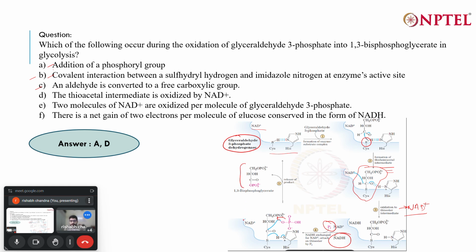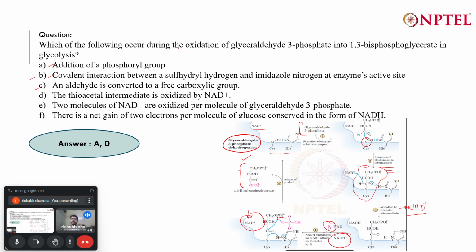and the 1,3-bisphosphoglycerate is released from the enzyme. Okay, and here the NAD plus is replaced by the NADH, because NADH is released from the enzyme, and then NADH is replaced by NAD plus again. Okay, so this is the full reaction mechanism that takes place from conversion of glyceraldehyde 3-phosphate to 1,3-bisphosphoglycerate. Okay, now let's see the options.